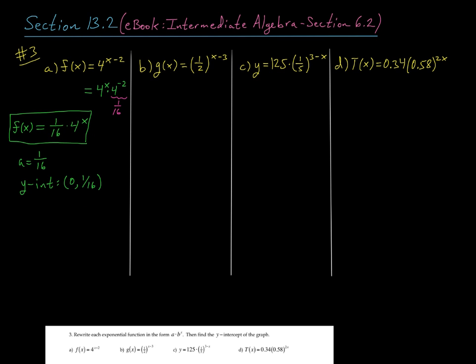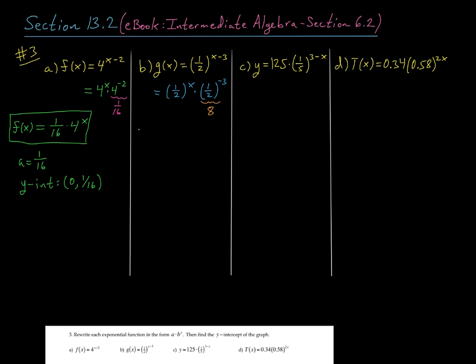For part B, we have 1/2 to the x minus 3 power. So much like what we just did in A, I can start by splitting this up as 1/2 to the x times 1/2 to the minus third power. And now this expression, 1/2 to the minus third, is going to be equal to, well, take a reciprocal, so I'm going to get 2, and then cube it, so I'm going to just get 8.